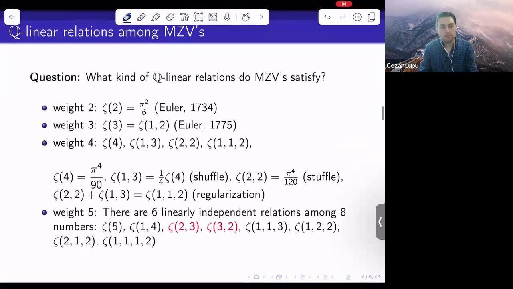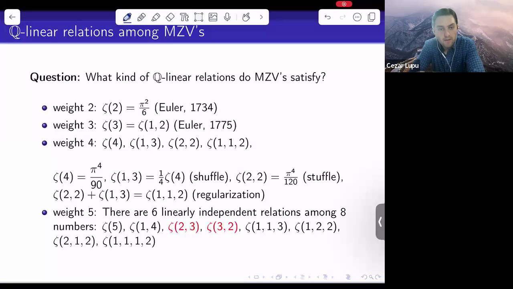That's in low weight, but I will include weight 5. So in weight 2, we have only one, which we know is zeta of 2. We already know the value. So it's a rational multiple of pi squared. In weight 3, we have two elements, which are zeta of 3 and zeta of 1, 2. But these two are equal, again proved by Euler.